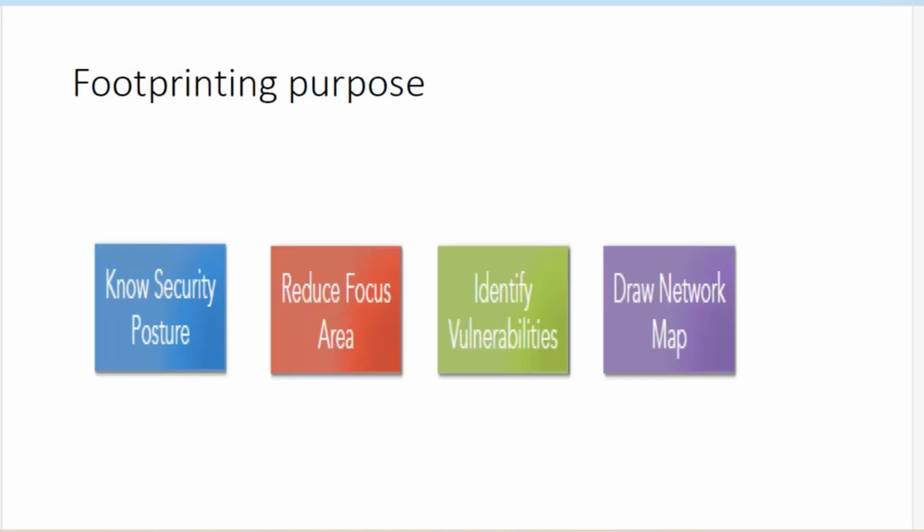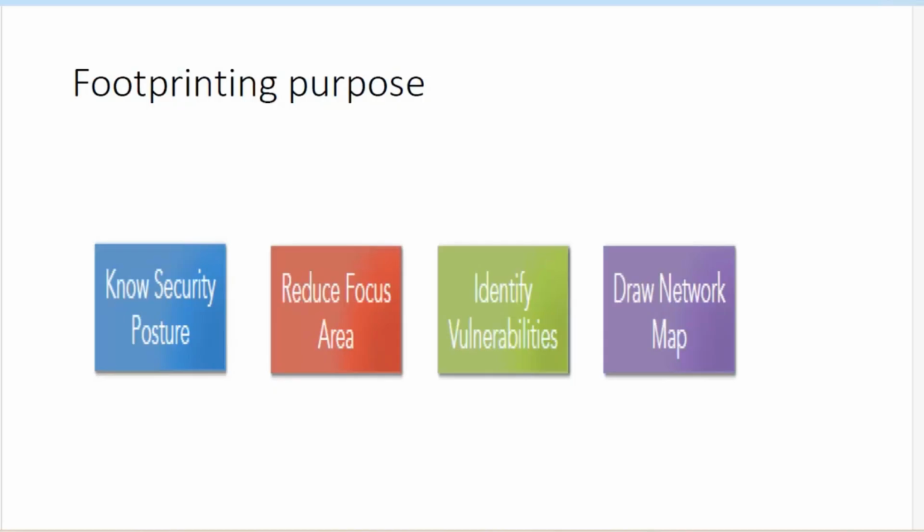The next point says reduce focus area. Instead of attacking everything, footprinting narrows your scope to specific targets. So you can narrow it to specific IP address ranges, networks, domain names, remote access points.